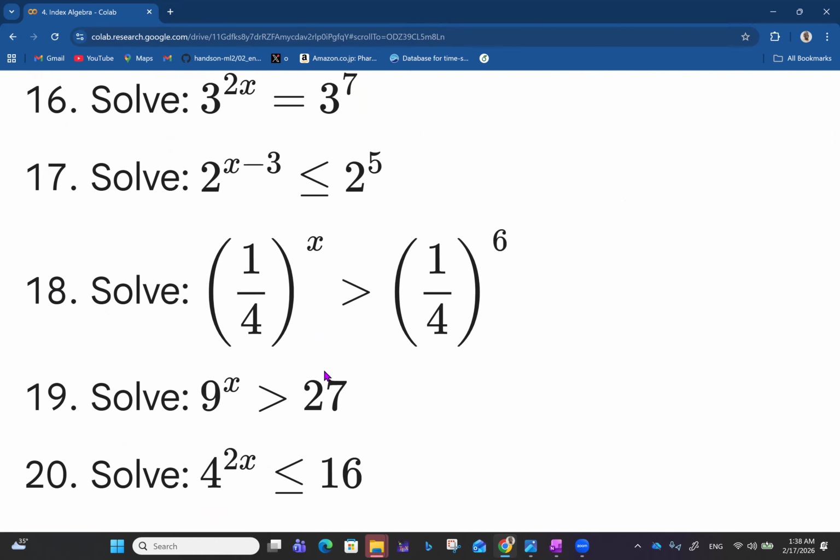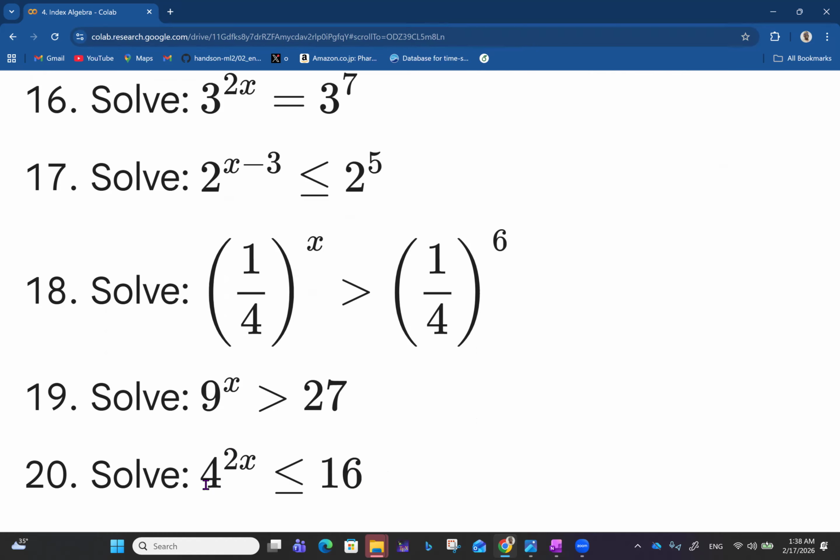Okay, you have 9 raised to x greater than 27. That means you have 3 raised to 2x greater than 3 raised to 3. Because the base 3 is bigger than 1, it means 2x is greater than 3. That means that x is greater than 3 over 2. And to solve this, you can keep the base at 4. If we do 4, we say 4 is raised to 2x, 4 raised to 2. Because 4 is bigger than 1, we can say 2x is less than or equal to 2. And that means x is less than or equal to 1.